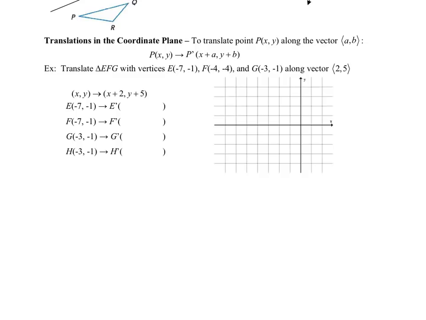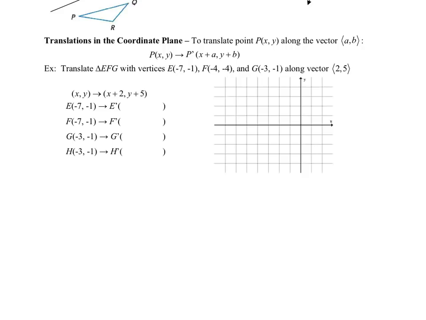All right, so for example, let's take a triangle EFG. Let's graph it, and then we're going to translate it along this vector. You'll notice these pointy grouping symbols. That means that this is a vector in component form. It tells us how far to move each point horizontally and how far to move each point vertically.